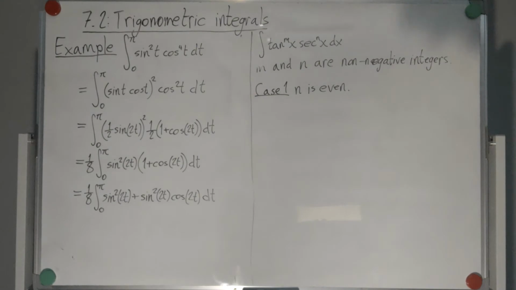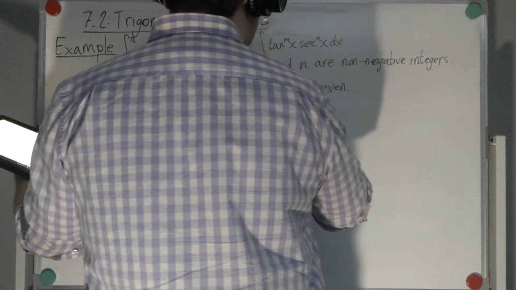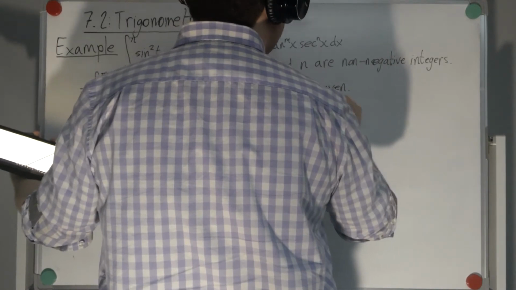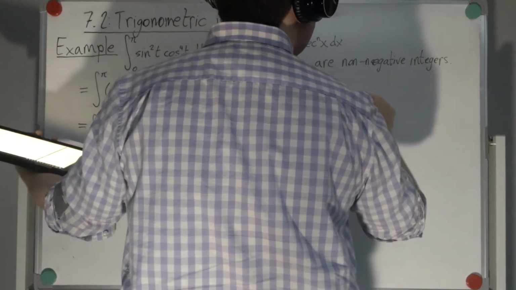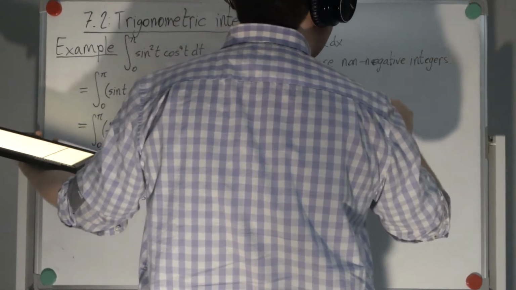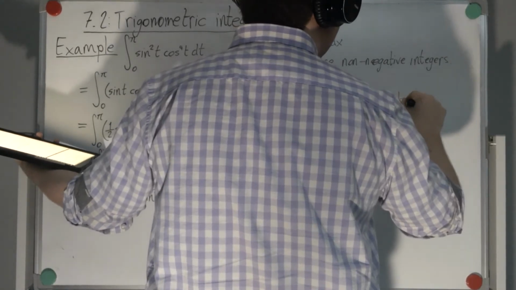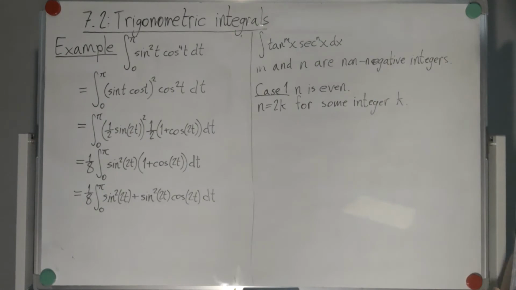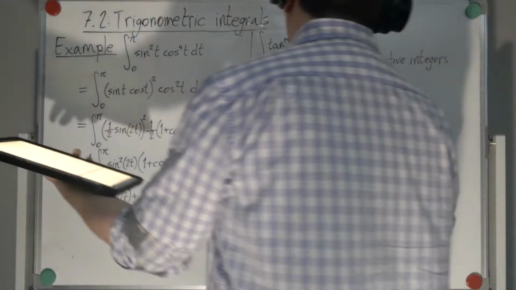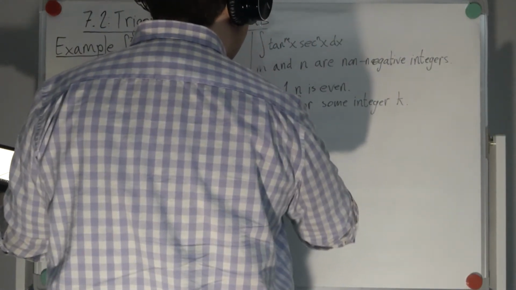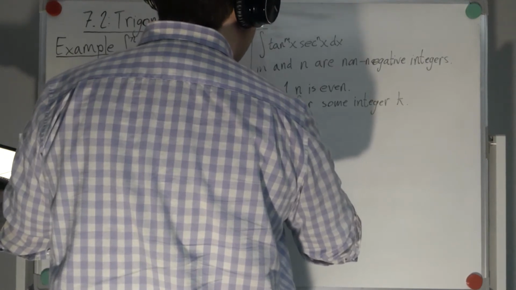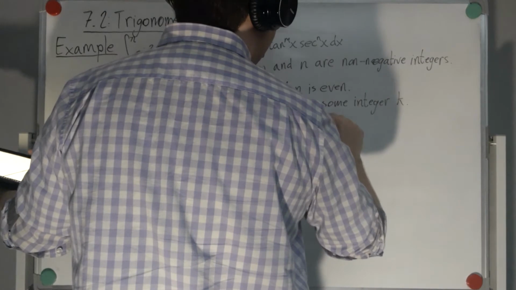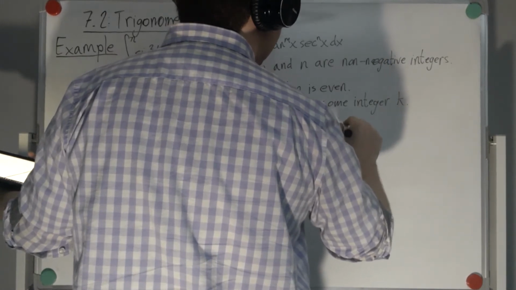If n is even, then that would mean that n has to be equal to 2k for some integer k. That's what it means to be even. In that case, what we're looking at here is the integral of tangent to the m of x times secant to the 2k of x dx.